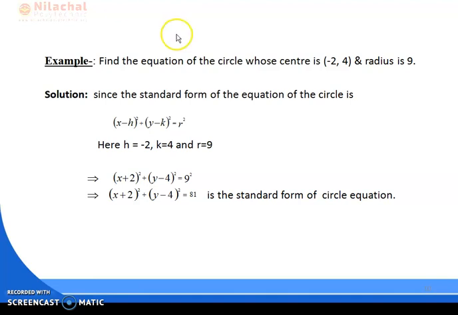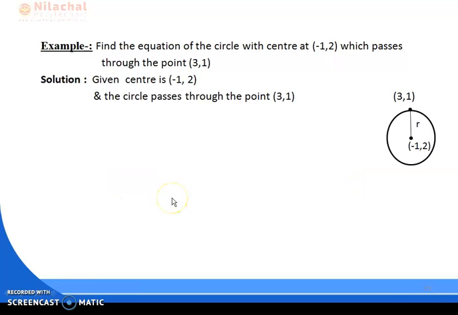Since the standard form of the equation of the circle is (x minus h) whole square plus (y minus k) whole square equals r square, here h equals -2, k equals 4, and r, the radius, equals 9. So we put down (x plus 2) whole square plus (y minus 4) whole square equals 9 square. What do you get now? (x plus 2) whole square plus (y minus 4) whole square equals 81, since 9 square is 81. This is the standard form circle equation. We got the circle equation in which form? Standard form. Let's see another example.